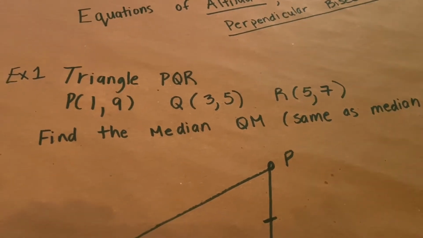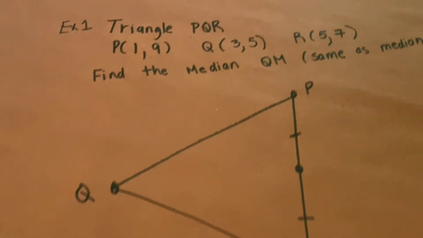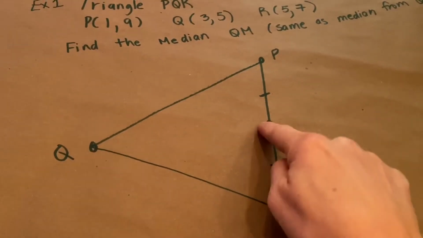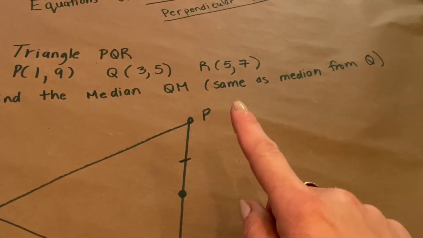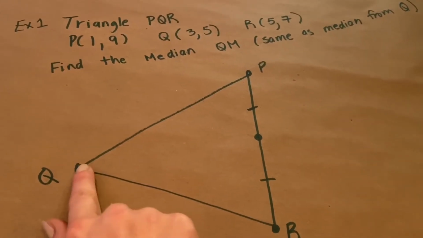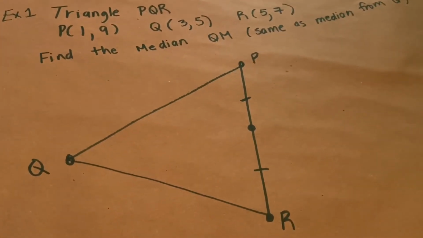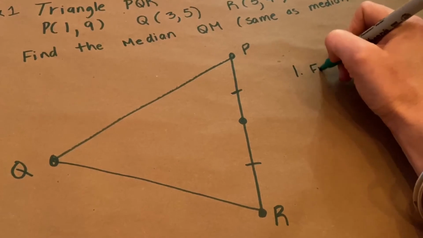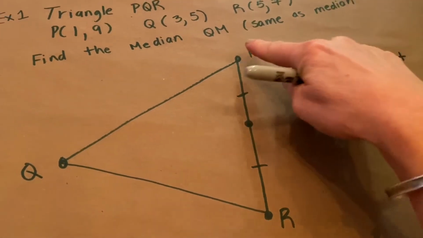And the first question we want to ask is we want to find the median QM. That means I want to find the median that starts at Q and goes to the midpoint of PR. That's the same as saying find the median from Q. So I want to find the equation that goes from here, Q, to this midpoint on the segment PR. So what we're going to do first is step number 1 is to find the midpoint. Find that midpoint on the line segment PR.